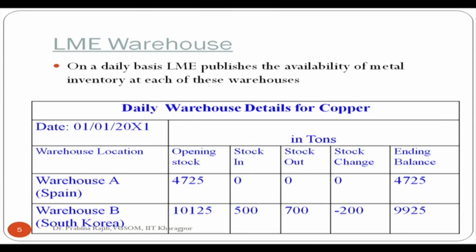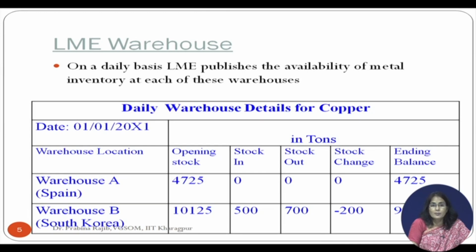Besides making availability of this warehouse information with respect to the rental charged by the warehouse, LME also informs all traders or all participants on a daily basis what is the total availability of a particular commodity at each of these warehouses. This is a very important information with respect to inventory level, and based on this inventory level, buyers and sellers will be able to know what is the supply demand pattern for a particular commodity at a given point of time.